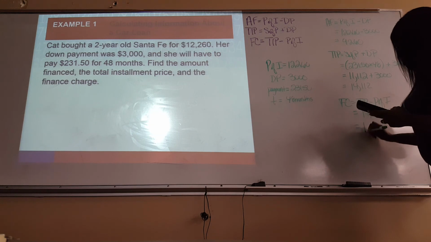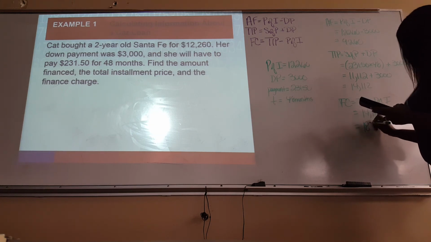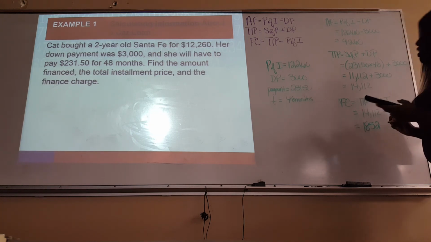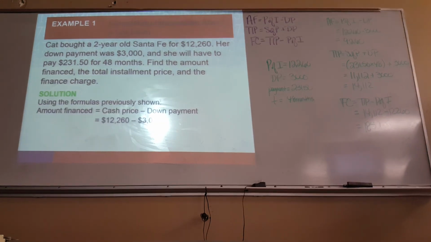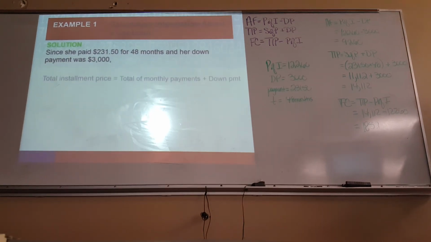And our finance charge is $1,852. So we have our amount financed, $9,260. Total installment price, $14,112. And lastly, our finance charge is $1,852. So everything that we saw here is everything that is actually located on our PowerPoint.